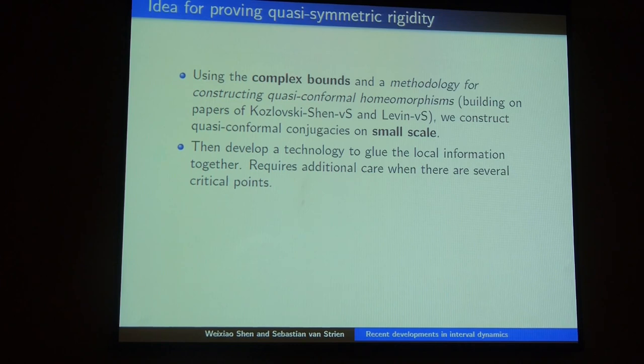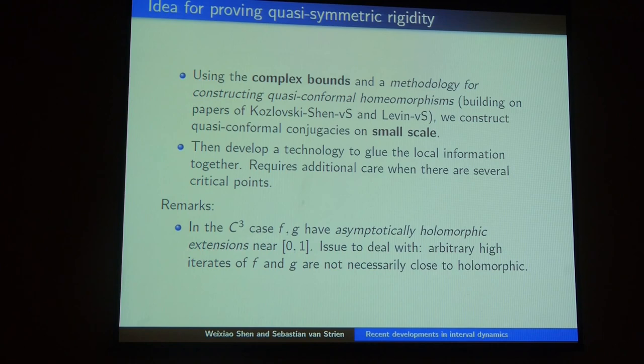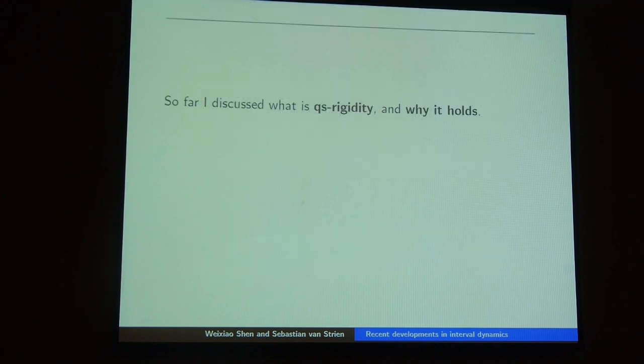And in fact, particularly if you have several critical points, because several things interface. So some things map to here, and then they go back. And so this gluing part is going to be much more of a hassle, and it requires quite a lot more. And in the C3 case, as I mentioned, you have this asymptotically holomorphic structure. And one of the issues that we have to deal with is that high iterates will become rather non-holomorphic. And we have to fix that in order to still obtain good enough information.